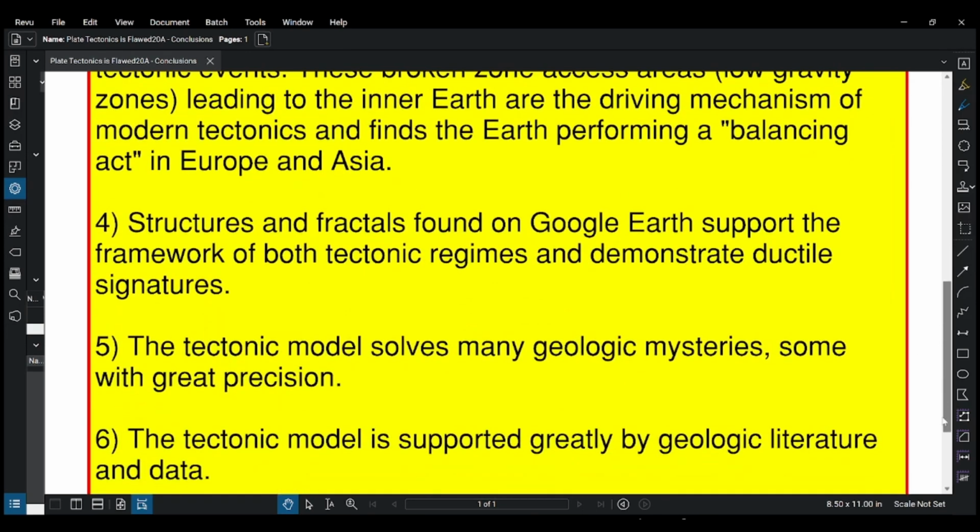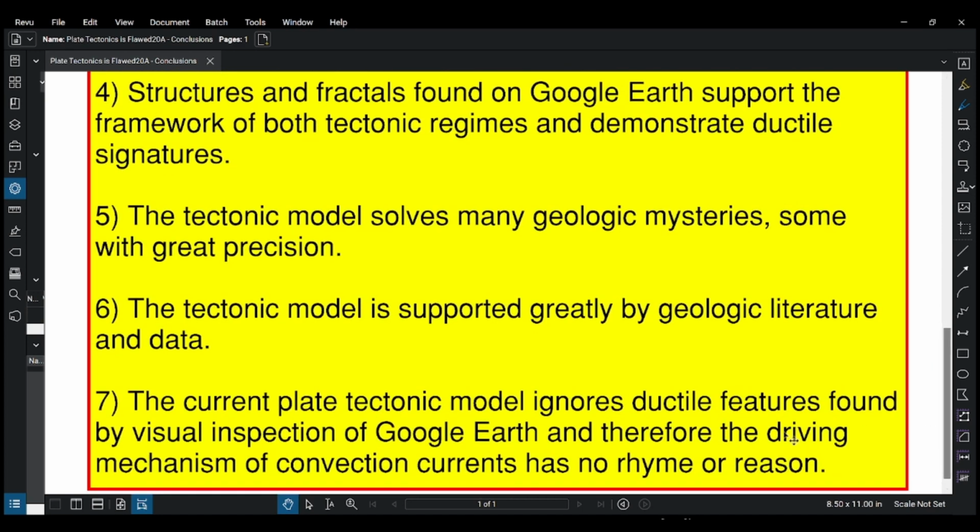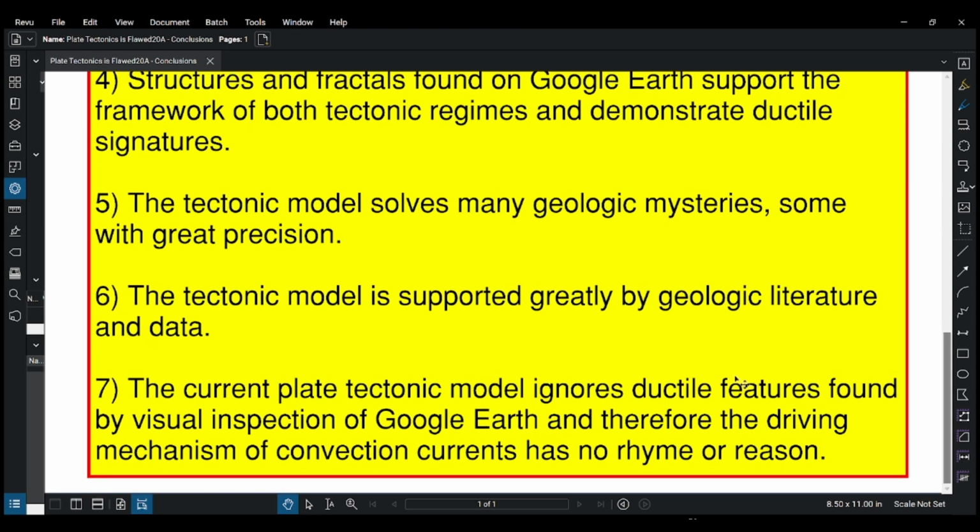4. Structures and fractals found on Google Earth support the framework of both tectonic regimes and demonstrate ductile signatures. 5. The tectonic model solves many geologic mysteries, some with great precision. 6. The tectonic model is greatly supported by geologic literature and data. There's a lot of agreement. 7. The current tectonic model ignores ductile features found by visual inspection of Google Earth, and therefore the driving mechanism of convection currents has no rhyme or reason. My model has a great deal of rhyme and reason, and you could follow the reasoning every step of the way.